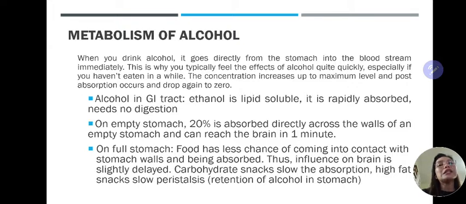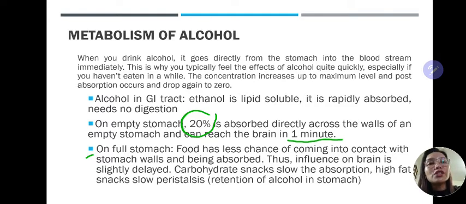So, the alcohol in the gastrointestinal tract, the ethanol is lipid soluble. Ethanol is usually the alcohol used in making liquors. It is rapidly absorbed and needs no digestion. On an empty stomach, 20% is absorbed directly across the walls of an empty stomach and can reach the brain in 1 minute. So, mas mabilis siya kapag empty yung stomach natin.